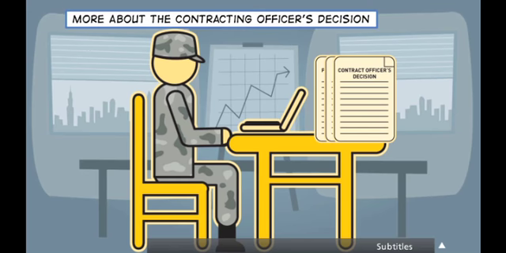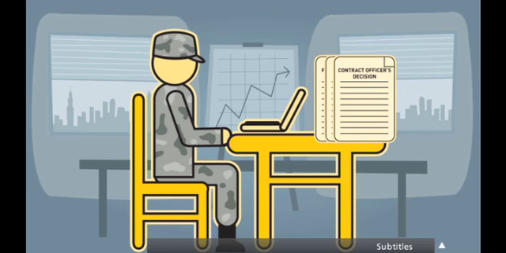For claims of $100,000 or less, the contracting officer shall issue a final decision within 60 days of receipt of the claim. Any certified claim over $100,000, the contracting officer has 60 days to issue a final decision or to notify the contractor of the date by which the decision will be made.